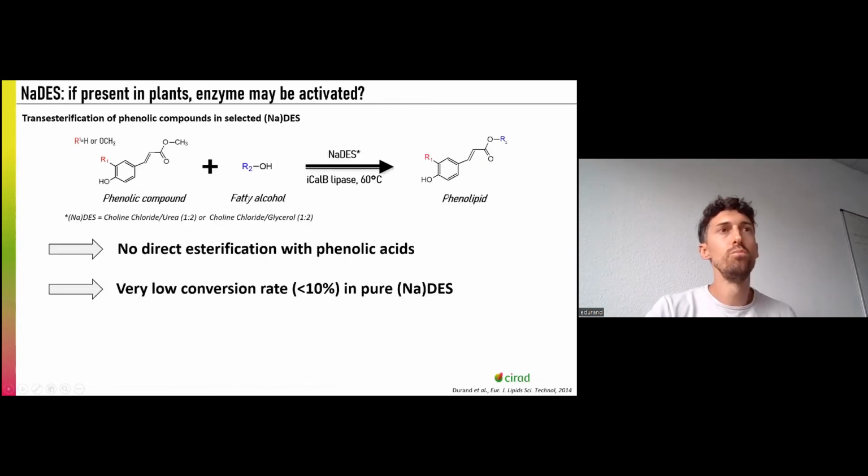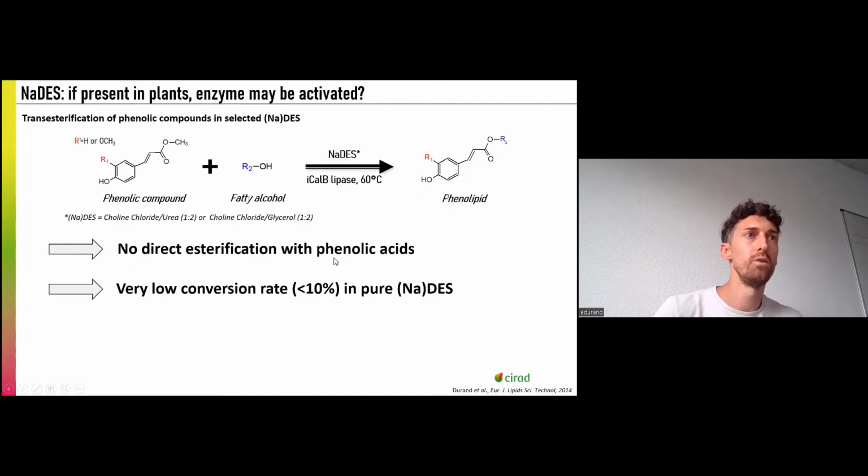After that, we tried to move to much more complex lipase enzymatic modification in natural deep eutectic solvent. So we moved with the best candidate of medium. Our goal was to biotransform the phenolic compound into what we call phenolipids, because we found that phenolipids may significantly increase the antioxidant activity of the parent molecules. So we tried to implement biotransformation of phenolic compounds in NaDES.